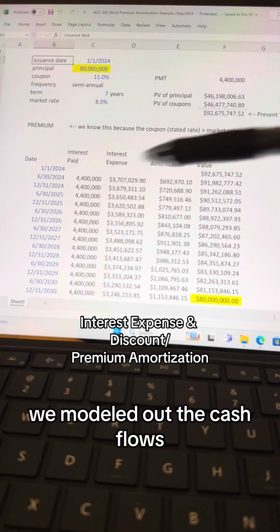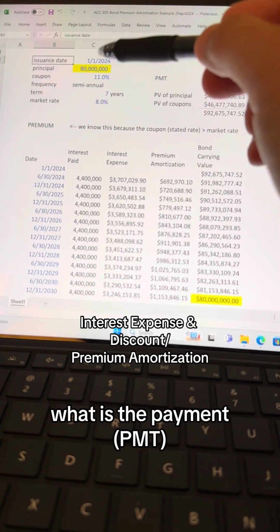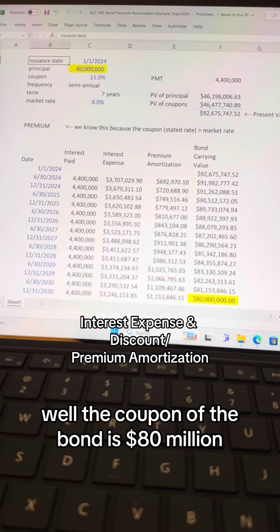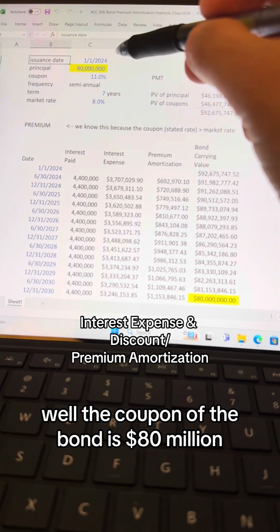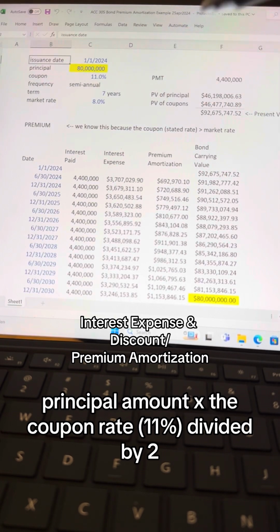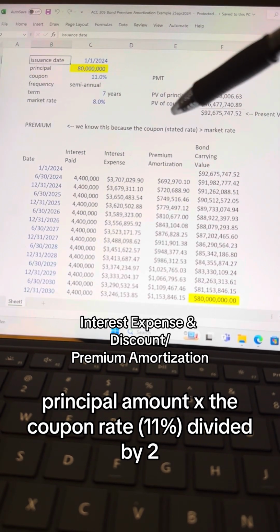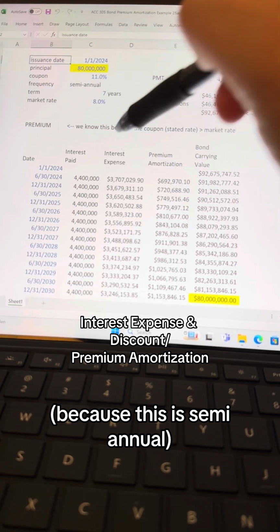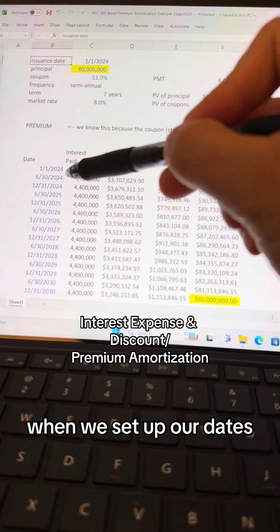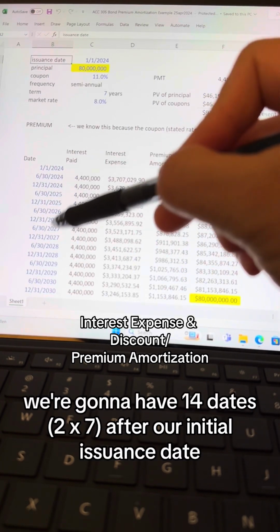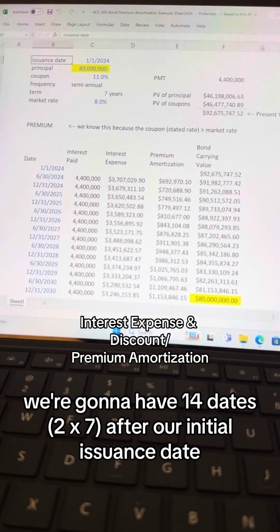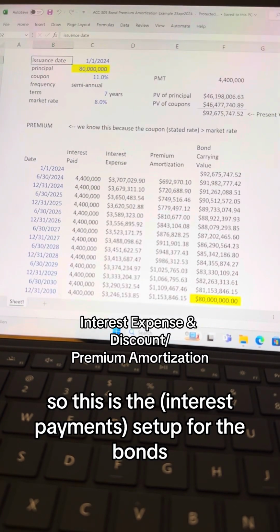I asked students to just give me a few parameters, and then we started modeling this out. So what did we do? We modeled out the cash flows. What is the payment, the coupon of the bond? Well, the coupon of the bond is 80 million principal amount times the coupon rate, 11%, divided by 2, because this is semi-annual. And because the term is 7 years, when we set up our dates, we're going to have 14 dates after our initial issuance date. So this is the setup for the bonds.